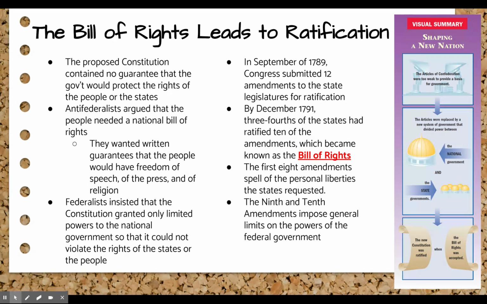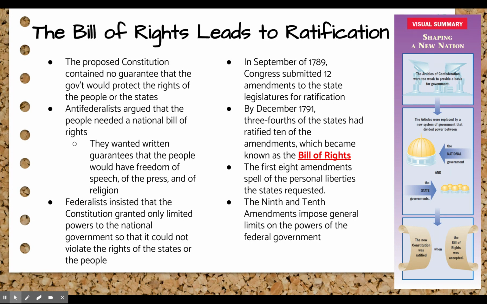In September of 1789, Congress submitted 12 amendments to the state legislatures for ratification. By December of 1791, 3/4 of the states had ratified 10 of the amendments, which became known as the Bill of Rights. The first 8 amendments would spell out personal liberties that the states had requested. The 9th and 10th amendments imposed general limits on the powers of the federal government.